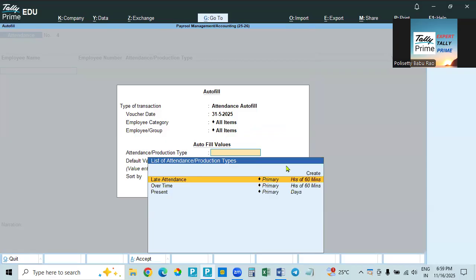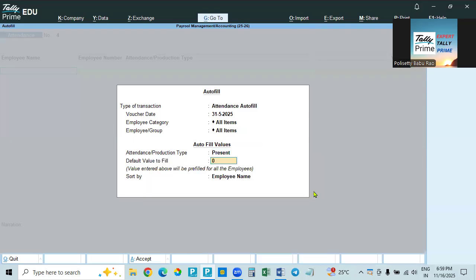Now we have to define what the amounts are, what the items are: present, overtime, late attendance. So we will take present first, the type of attendance or production type we created. So present we will take up, and detail wise to fill. Start with 0. Whatever value we give, that will be added. So it will show 0 at the beginning.